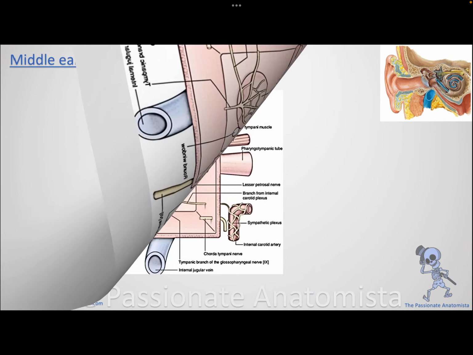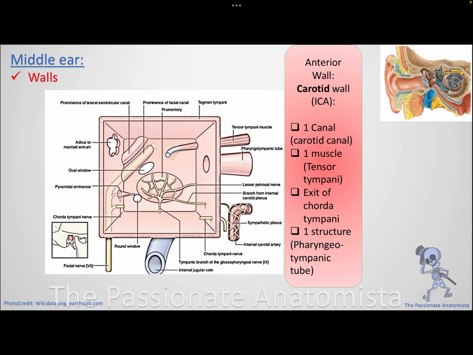Now, what about the anterior wall, and how can we relate the information we've already memorized to the information here to make our life easier to remember any question in the exam? All right, we have the same thing. I came up with this description to make it easy for you to relate the information and memorize it. We have one canal also. We have one muscle structure. We have the exit of the chorda tympani, and we have one structure.